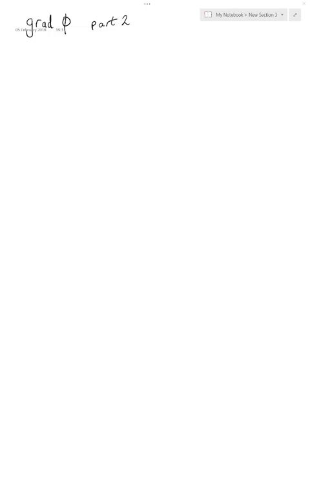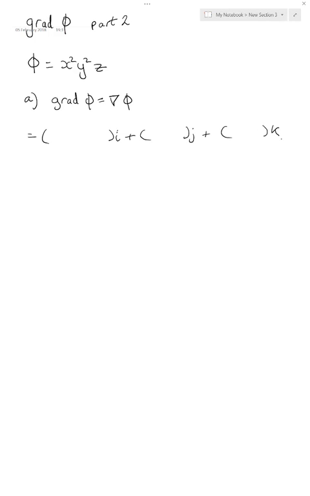Okay, so we're going to go through another example of grad, and this time we'll perhaps start with phi equals x squared y squared z squared. The first thing we'll do is try and find grad of phi, which is also written as nabla phi. So we will have so many i's plus so many j's plus so many k's.